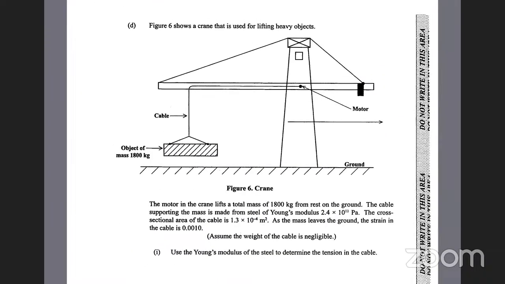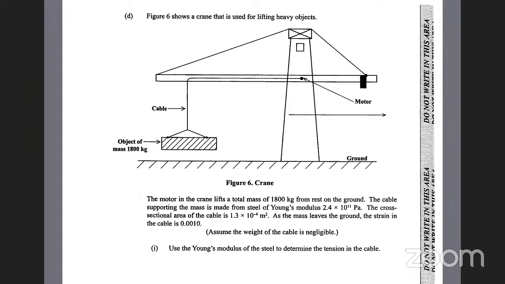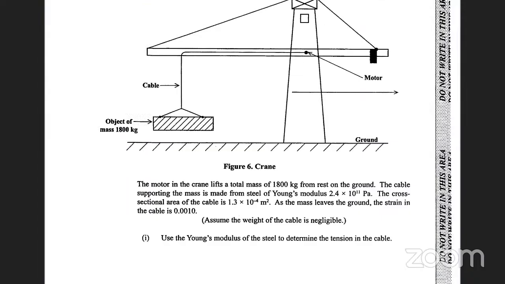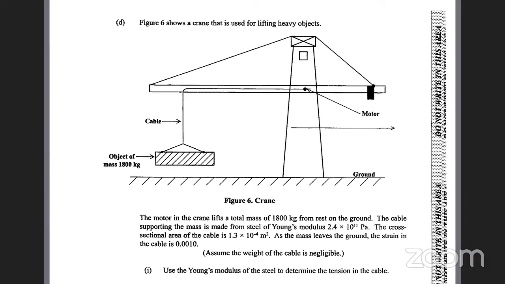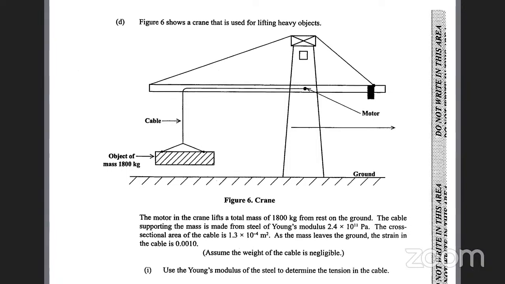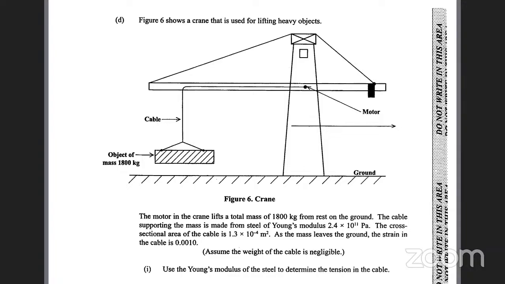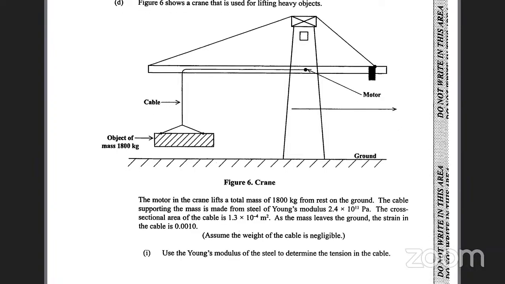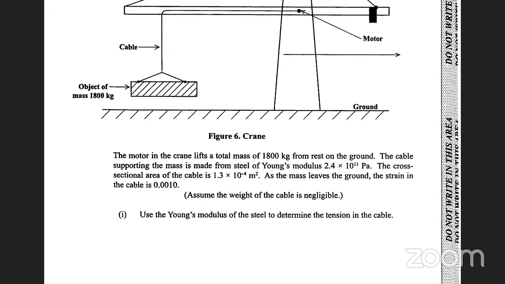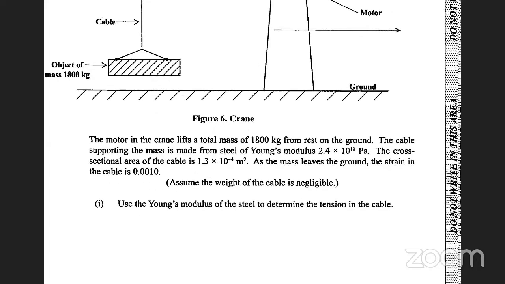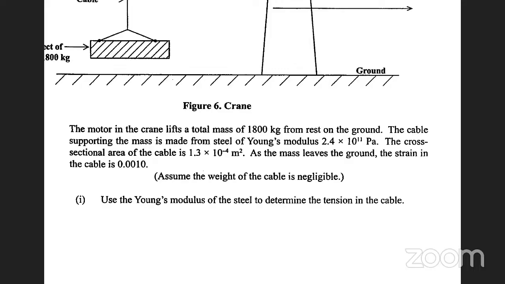Right? So figure 6 shows a crane, right? So they give you a crane, with a cable, lifting an object of mass 1,800 kilograms. It has a motor, ground, and so on, right? The motor on the crane lifts a total mass of 1,800 kilograms from rest to the ground. They gave us a mass here. They gave us a Young's modulus. The cross-sectional area is 1.3. As the mass leaves the ground, they give it a strain. Use the Young's modulus to find tension.